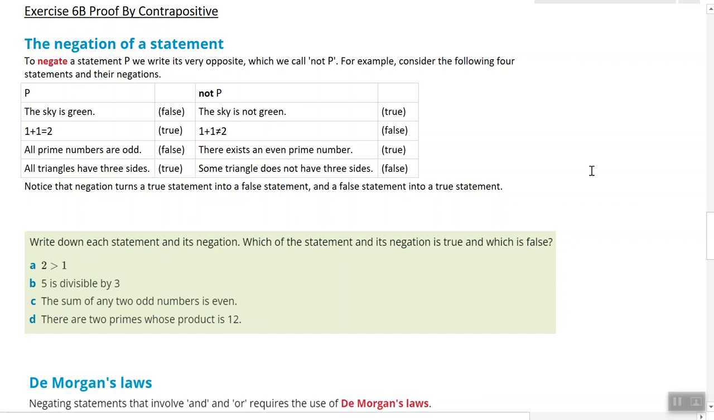This is for Year 11 Specials. We're going to go over question 6b, and it's titled Proof by the Contrapositive. Okay. So we're going to learn about another proving style.